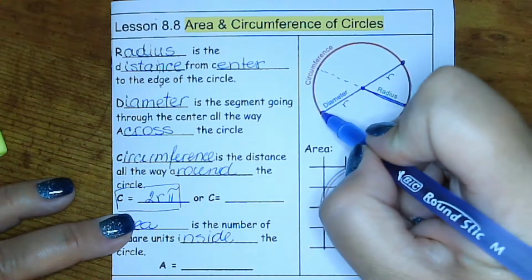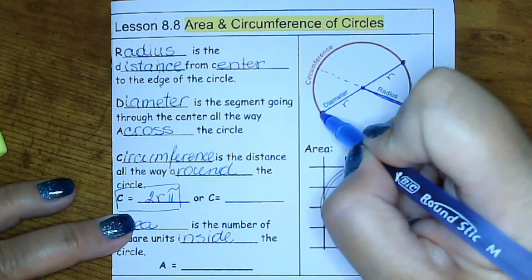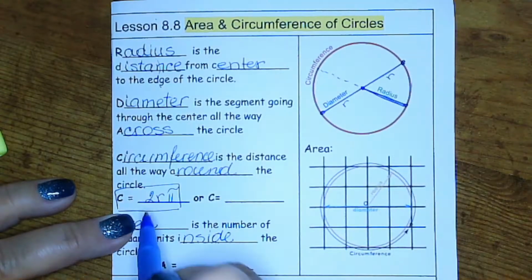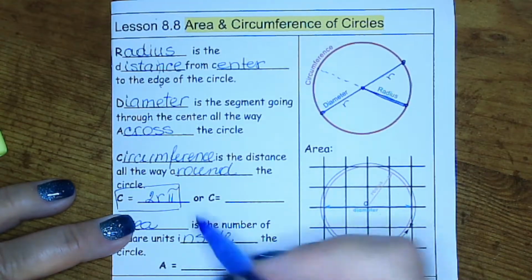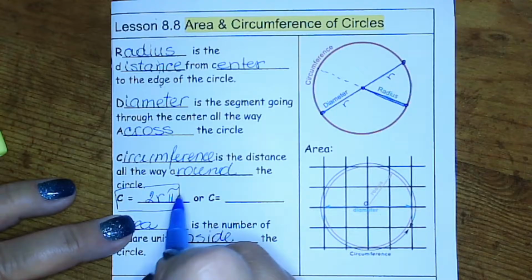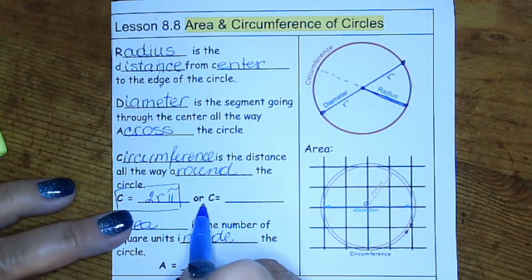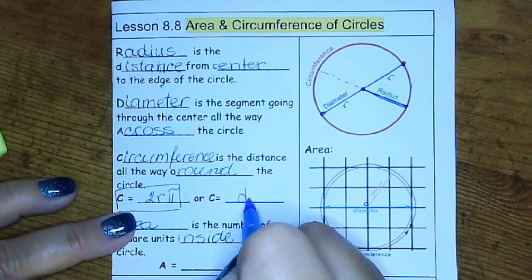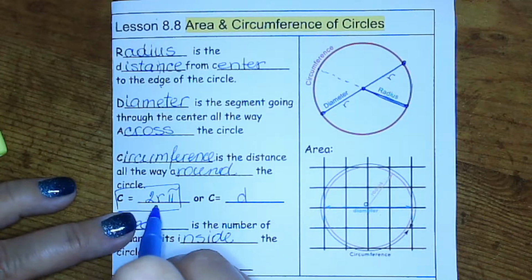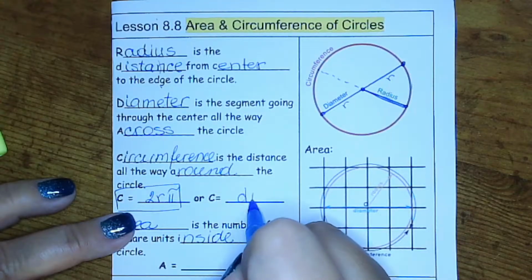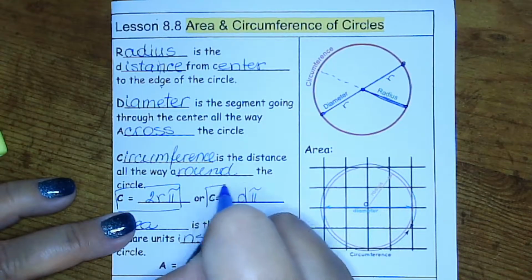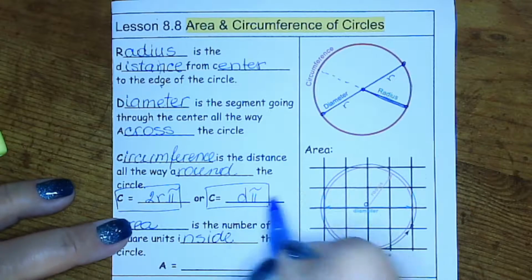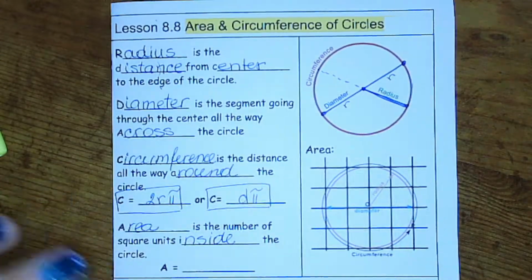What I earlier said is that the radius and radius, if you have 2 of them, 2 times radius, is diameter. So another formula: 2 times the radius is diameter. So instead of 2 times radius, I can use diameter, and then times pi. This is the same formula written in 2 different ways.